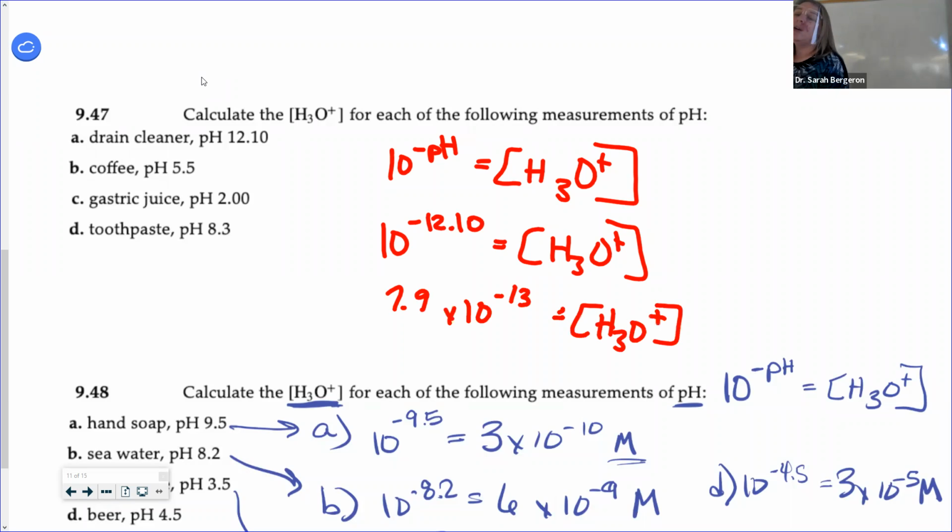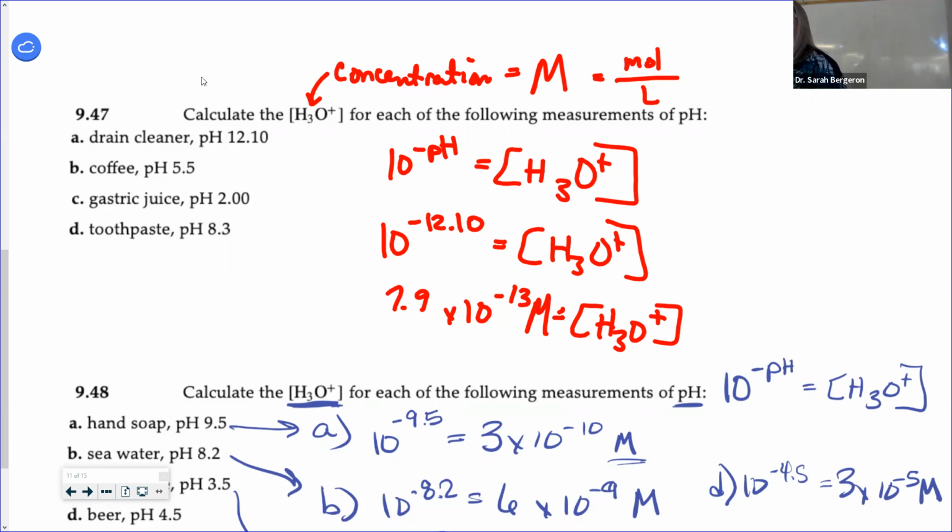Right now, I'm missing one thing. Missing units. So when I look at concentration, what unit am I working on in concentration? The big M. What is the big M? Molarity, moles per liter. So I'm always going to put times 10 to the negative 13 molar. That's how we say it.